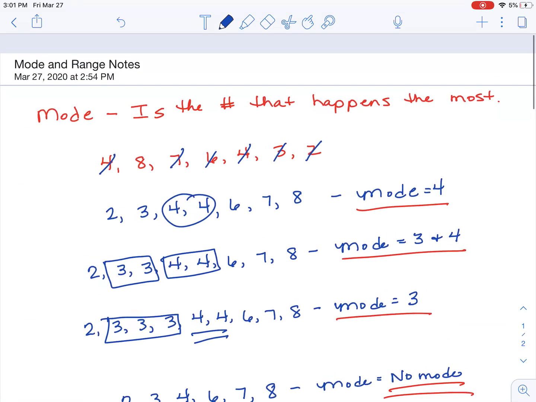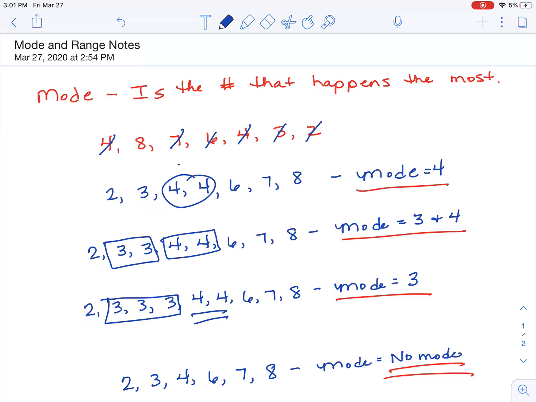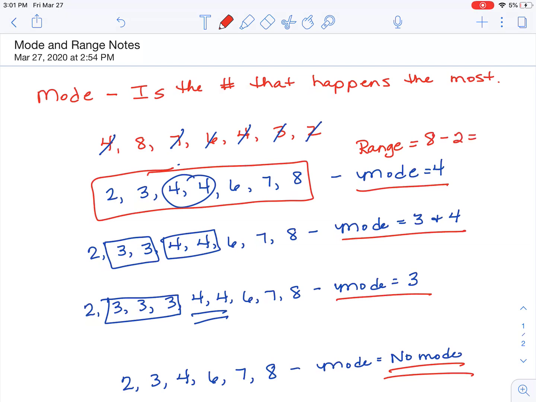Let's go back up here to this data. This one, let me do it in red. This one right here that I started with. If I ask you what is the range, you take the biggest number, 8. You subtract the smallest number, 2. And your range would be 6.